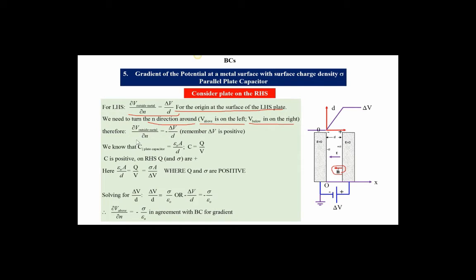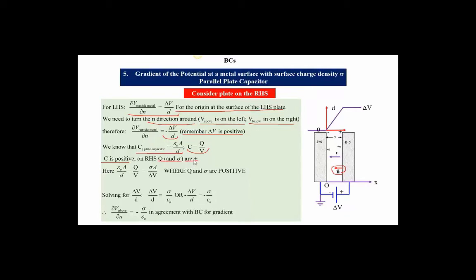If we do that, then we have to turn this potential delta V over D around. Remember, this is positive, but if you look here, we're going from a case where we're at this potential, and then as soon as we go outside it comes down. So that slope is negative, and so that's why we have to put that minus sign there. Well, after you do this, then it's just coasting because you start with your capacitor equation here, same equation for the capacitance with respect to Q and V. C is positive, but on the right hand side, Q and sigma are both positive.